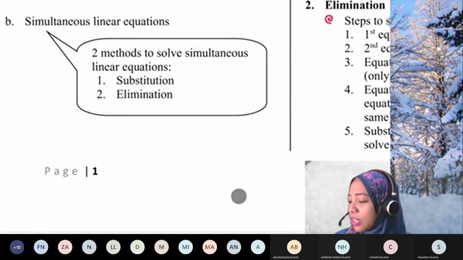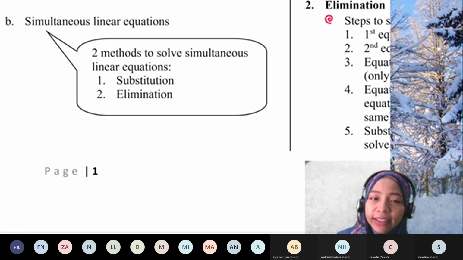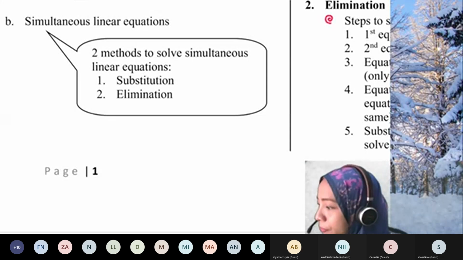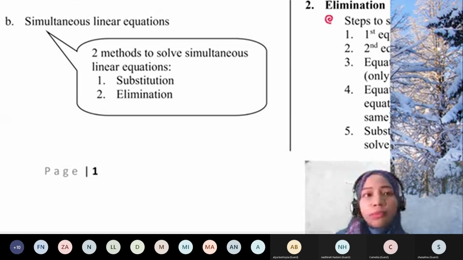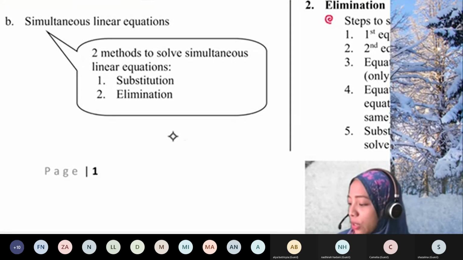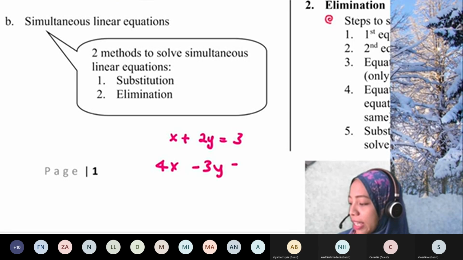Okay, to solve linear equation, you have 2 methods. Ini belajar kat sekolah, substitution, where you write x in terms of y, and then you substitute back. Then you get the values for both x and y. And then you have elimination where you make sure one of the coefficients itu sama. Contoh, when you have x plus 2y equals to 3, and then you have 4x minus 3y equals to 10.